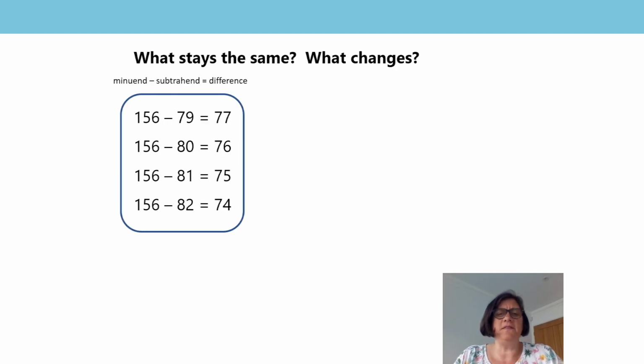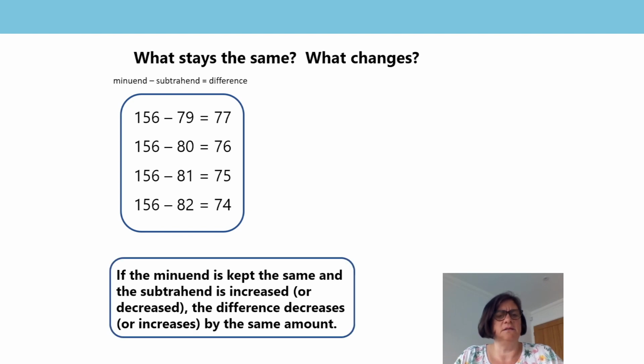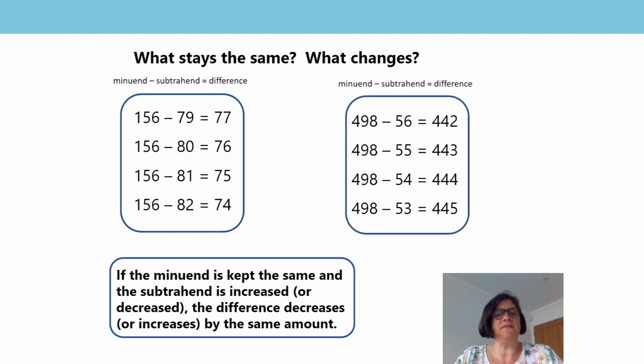Have a careful look at this sequence of equations. What stays the same and what changes? Can we use our new generalisation to describe the pattern? That's right. In each equation, the minuend stays the same, the subtrahend increases by 1, and the difference decreases by 1. Now, what about this sequence? What stays the same and what changes here?